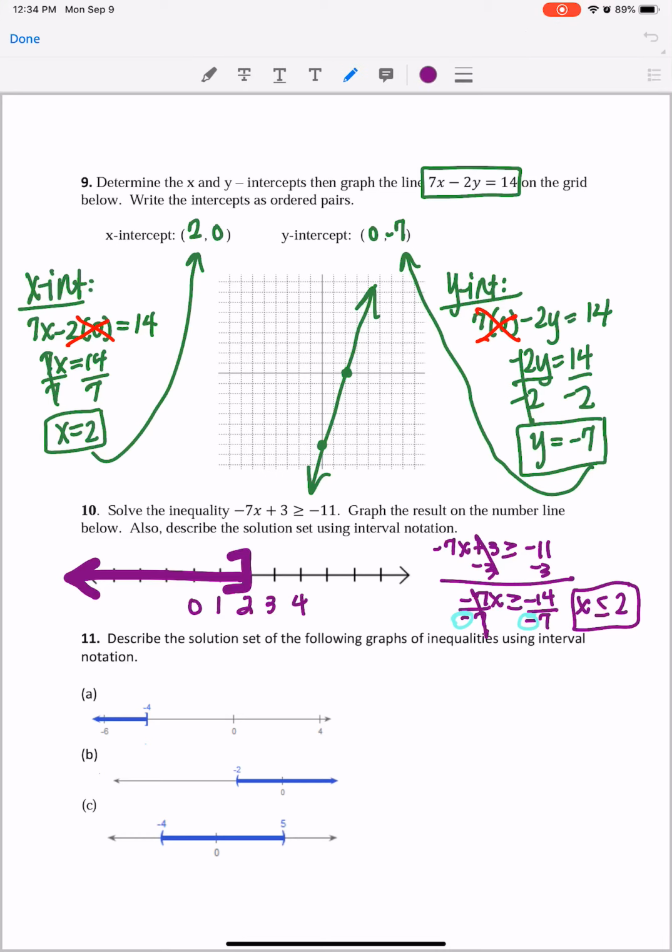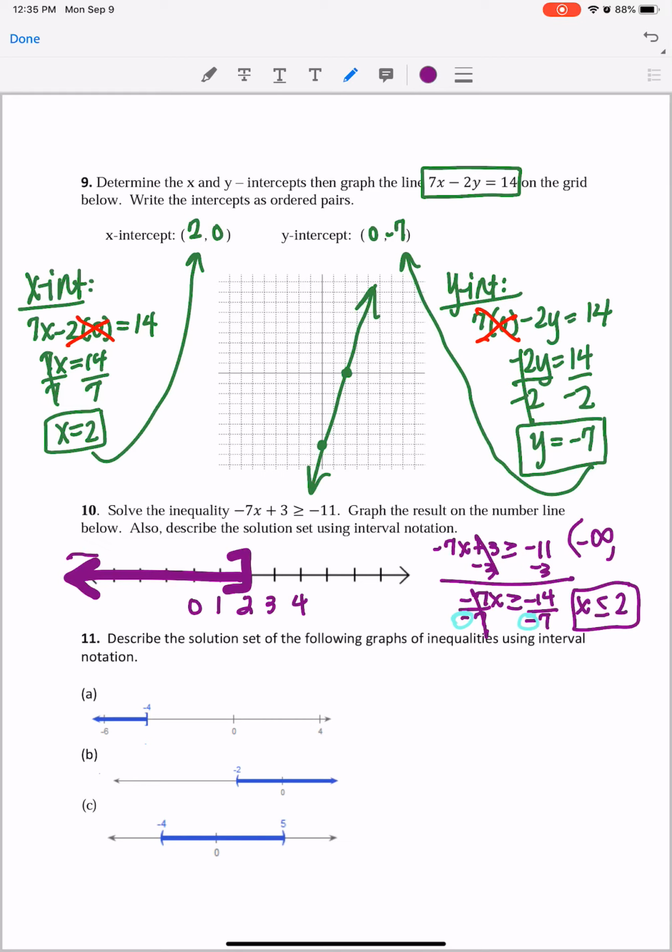And now write this in interval notation. So it always goes from left to right. So the smallest number this graph is going to touch, well, because it is continuously going this way forever and ever and ever, that is negative infinity. And infinity always gets a parenthesis, whether it's positive or negative.